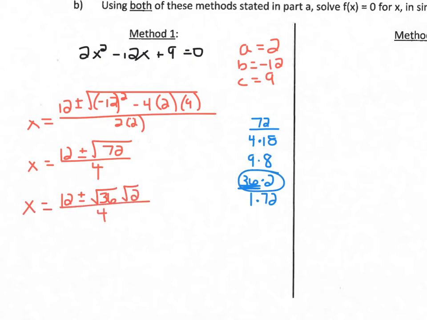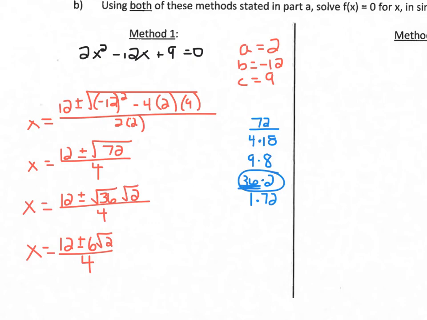Okay, now since the square root of 36 is 6, I'm going to write this as 12 plus and minus 6 radical 2 over 4. Okay, now we're at the point, now that we simplified the radical, where we can look at our numbers that we have and say, all right, we have a 12, a 6, and a 4. What divides evenly into all of these? All right, well, 2. 2 divides evenly into all of them.